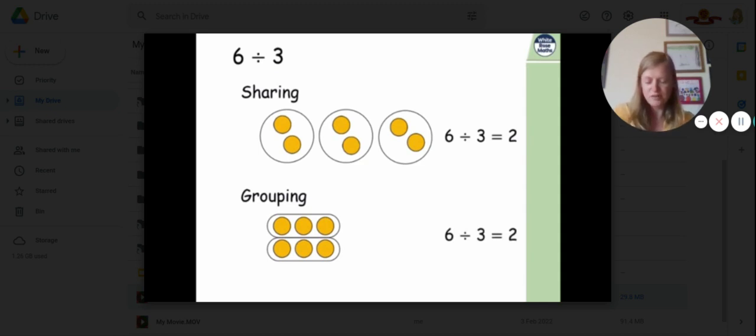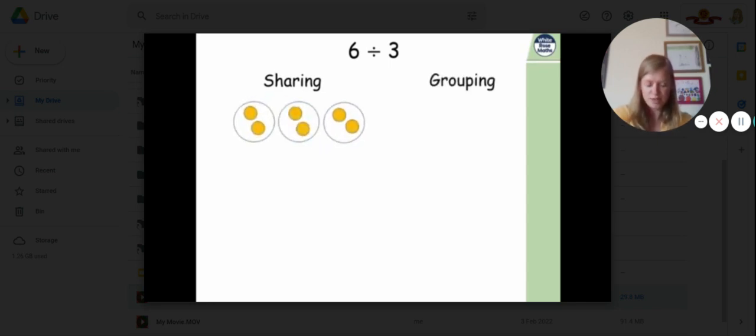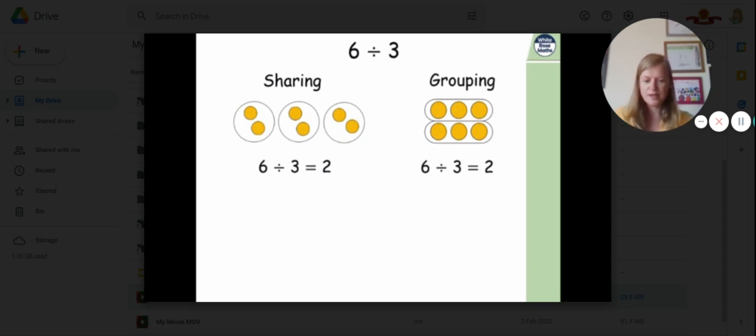Okay, we've had a good look now at 6 divided by 3, and we've completed the calculation using sharing and grouping. When we shared, we made 3 sets with 2 counters in each set, and when we've grouped, we've made 2 groups with 3 counters in each group. Both sharing and grouping have the same calculation. 6 divided by 3 equals 2. The difference comes when we think about what the numbers represent.